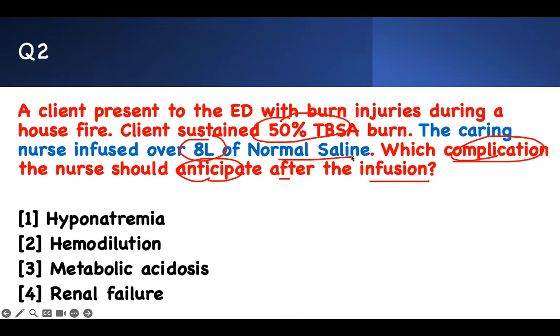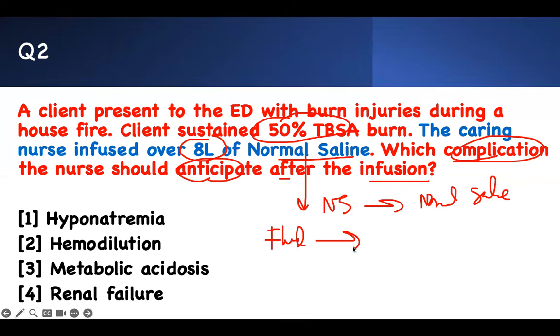Break the question down. The patient has a 50% burn and receives 8 liters of normal saline. What do you expect? This is a concept. Forget about this. Something should be ringing in your ears. Why are you giving a patient who has a burn injury normal saline? What is the fluid we use for resuscitation? We don't use normal saline. We use lactated Ringer's.